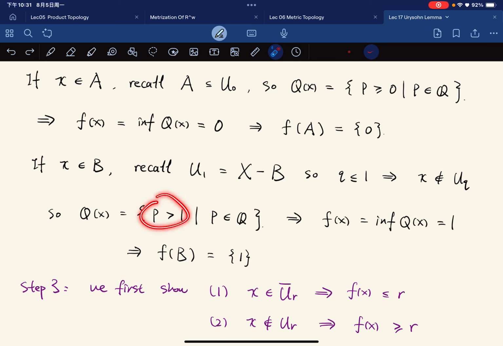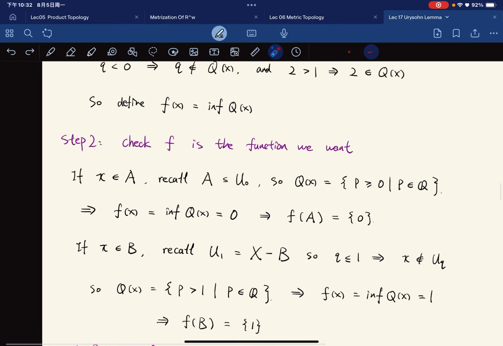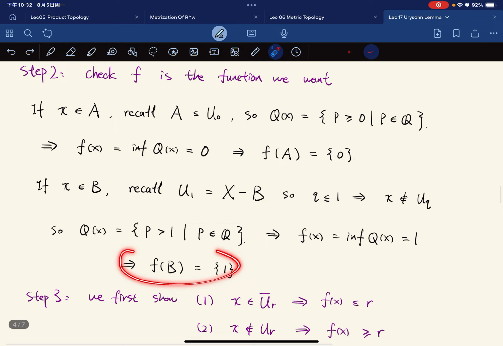Only the p that is strictly greater than 1 contains x. So the infimum is equal to 1. So f of b is equal to 1, right? So we have checked its condition output.